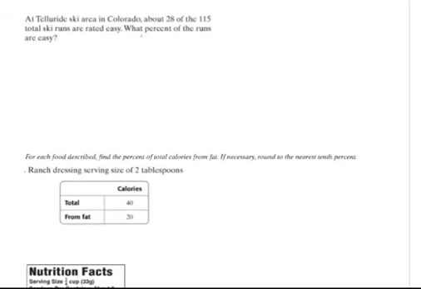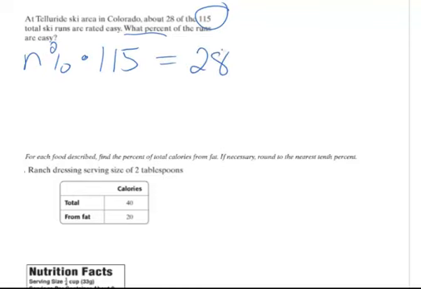Okay, so again, I'm going to go ahead and read this part, what percent. So what is n percent of the runs? How many runs do we have total? There's a total of 115 ski runs. How many of those are easy? 28 of them. All right, so now I want to go ahead and get my n by itself. Since I'm multiplying by 115, I'm going to go ahead and divide by 115 on both sides.